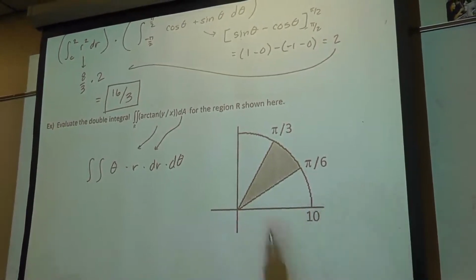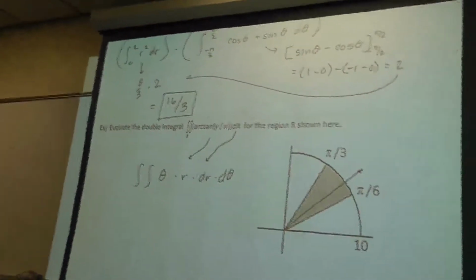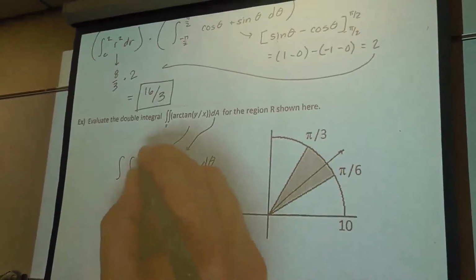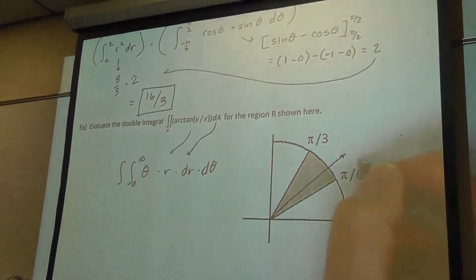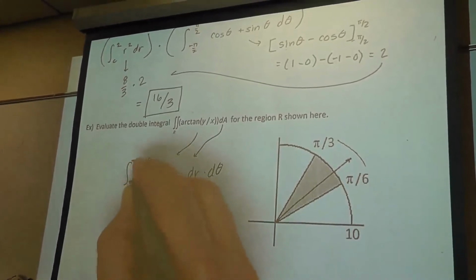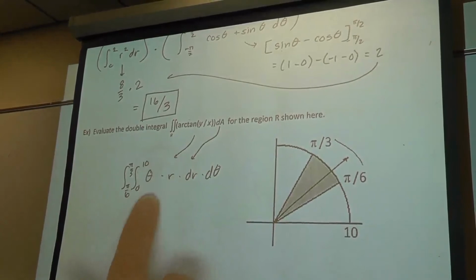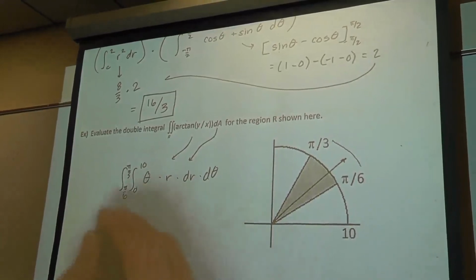Your limits are pretty straightforward. Because this is sort of a circular sector, r goes from 0 to 10 in any radial direction there. And then theta spans from pi over 6 to pi over 3. And since these are constant limits, and that's definitely a function of theta times a function of r, I can factor it.